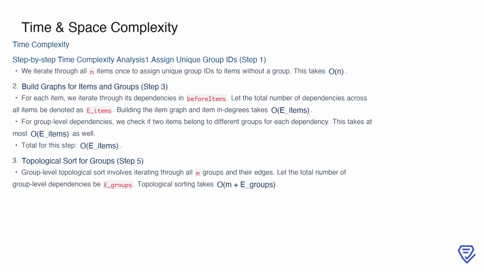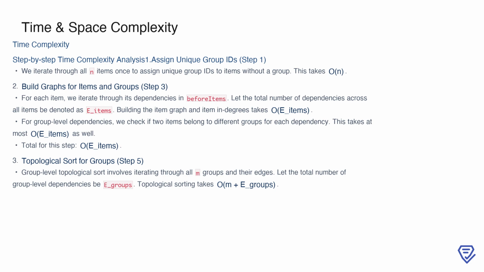Combining these, the graph building process takes e_items overall. Then, for the topological sort of groups, we process all m groups and their edges. If the total number of group level dependencies is e_groups, the topological sort for groups takes m plus e_groups. Each of these steps contributes to the overall time complexity, and we'll continue evaluating the remaining steps in this process next.